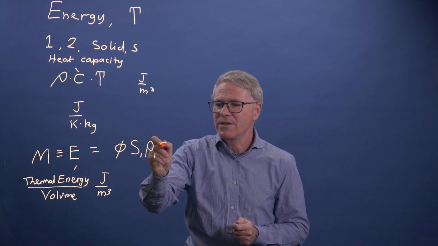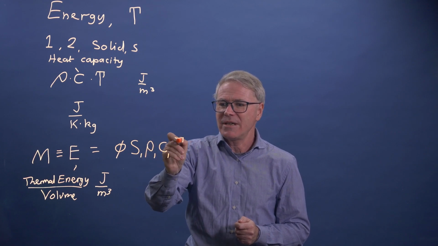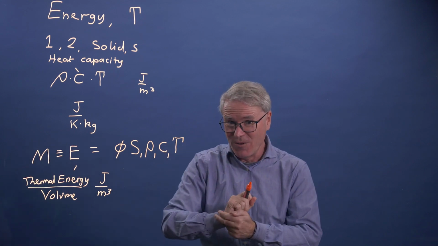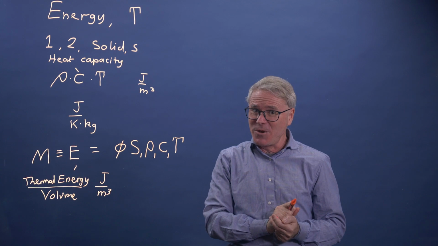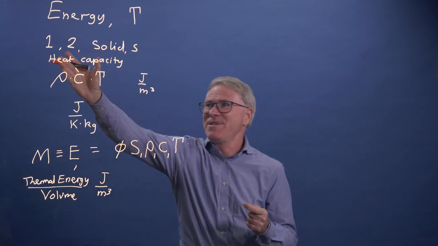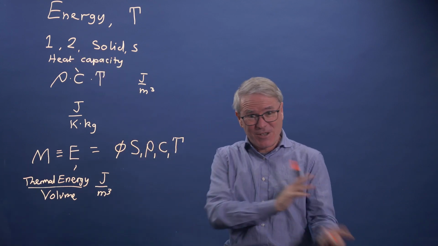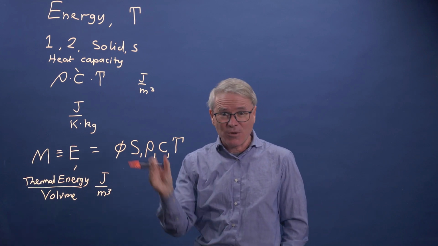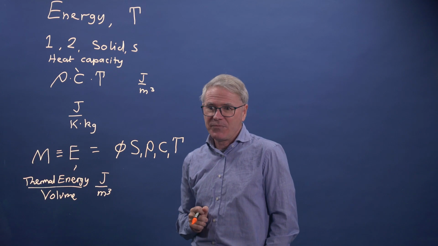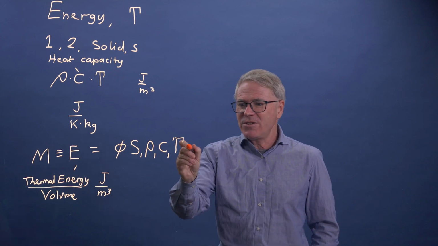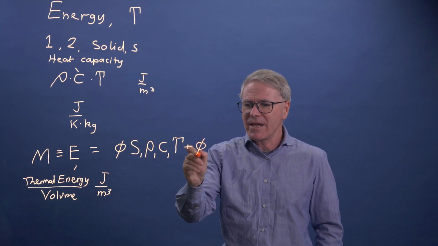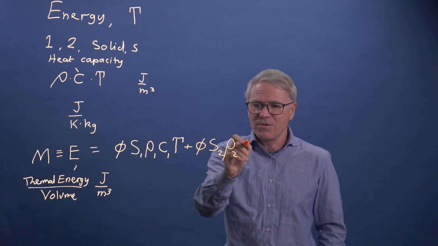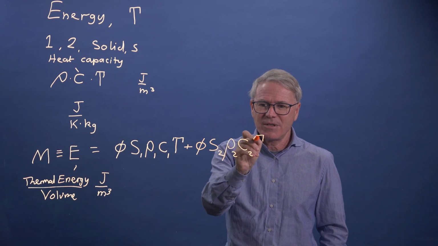rho 1 C1 T. And we'll assume that the temperature, however, in my arbitrary volume, because it can be an infinitesimally small volume, is the same in the three phases. So phase one, phase two, and the solid all have the same temperature, but they obviously have different saturations and different properties. So that's phase one. For phase two, it's going to be the same, phi S2 rho 2 C2 times temperature.